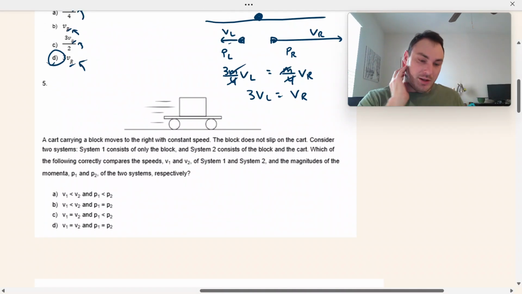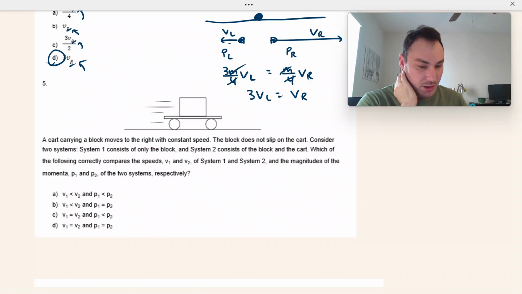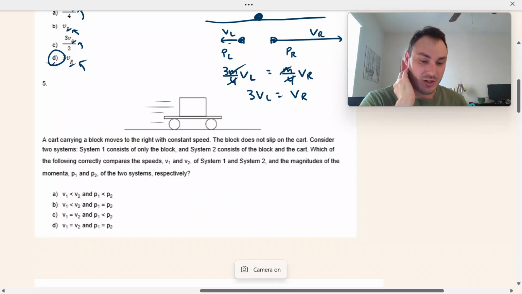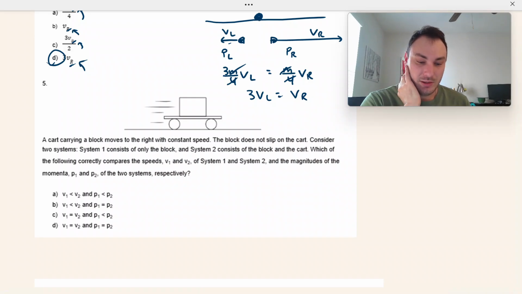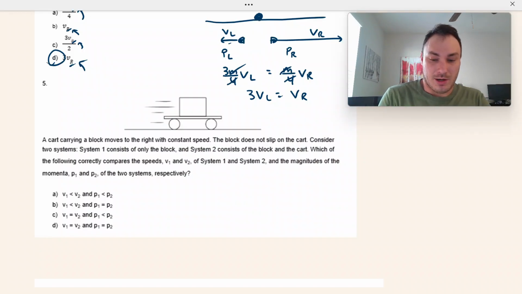A cart carrying a block moves to the right with a constant speed. The block does not slip on the cart. Consider the two systems. System 1 consists of only the block. System 2 consists of the block and the cart. Which of the following correctly compares the speed of system 1 and 2 and the magnitude of momentum in system 1 and 2 respectively? All right, we have these two systems moving to the right with a constant speed. Their speeds are going to be equivalent.